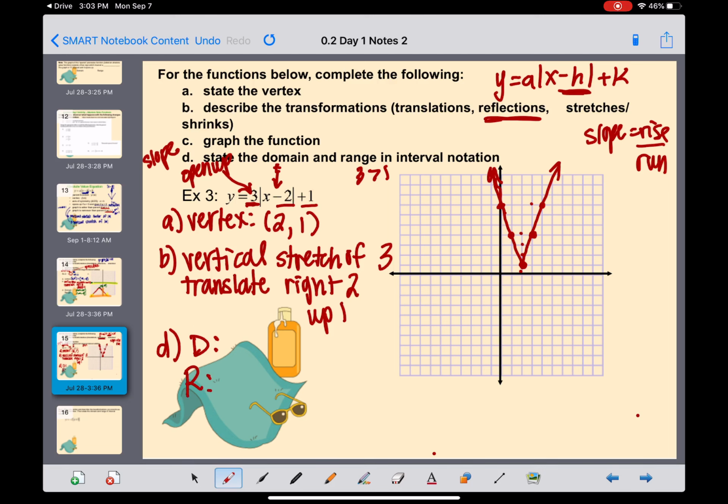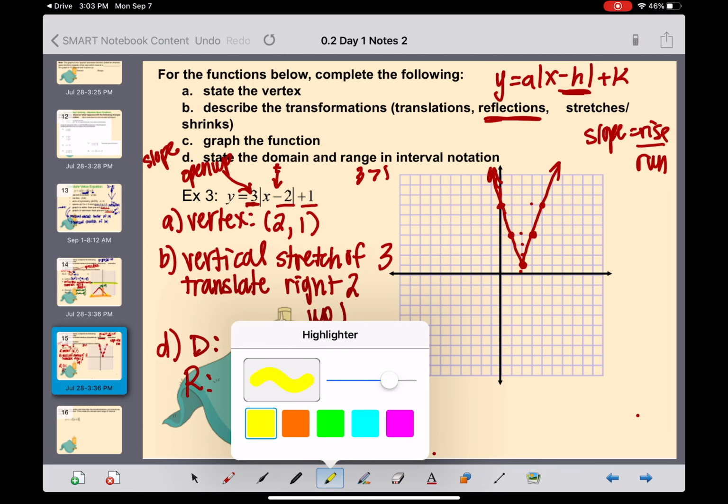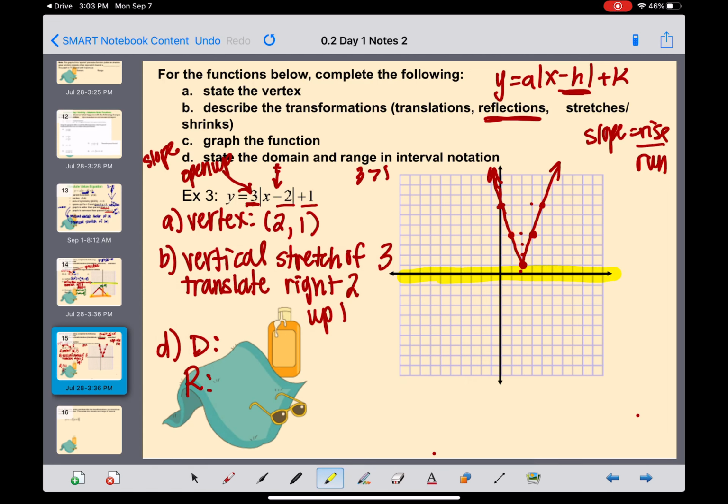Okay, so again, domain is our x values. Now I'm going across my x values and I am going to be able to hit everything in those x values because that is going on forever in both directions. So again, our domain is -infinity to infinity. We always put parentheses next to infinity because infinity is not really a number, it's a concept.